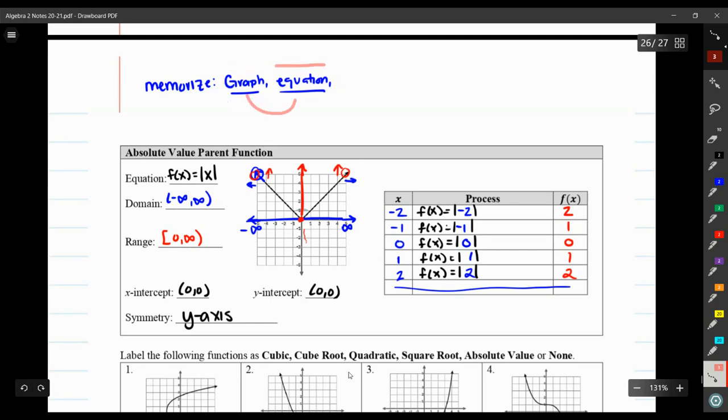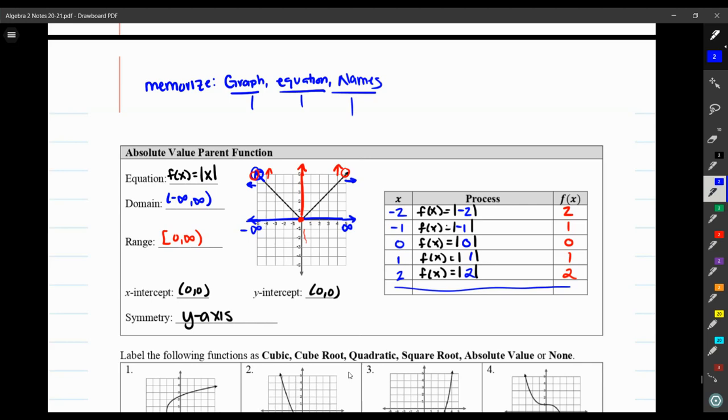I need to be able to match up the graphs to the equations and see what they look like, because you can always sketch a graph. I can always come over here and sketch a quadratic, or I can come over here and sketch an absolute value. That's not a problem, but it's memorizing the graphs with their equations and their names. Ooh, that's a good one. Don't forget their names. So graphs, equations, names. Those are the things you need to memorize, and you need to memorize them as groups of things.